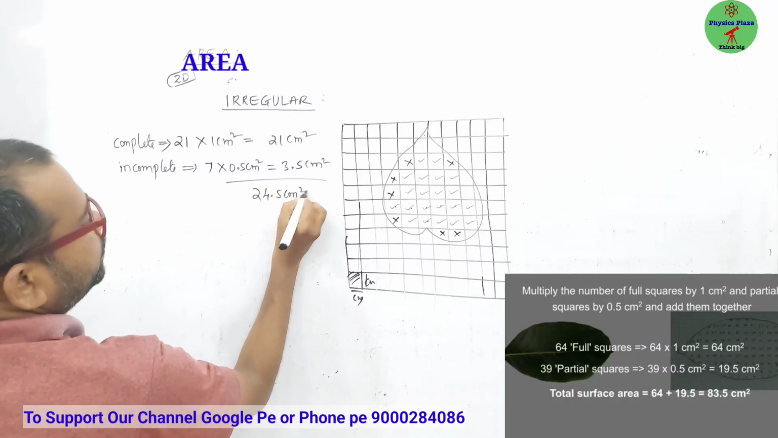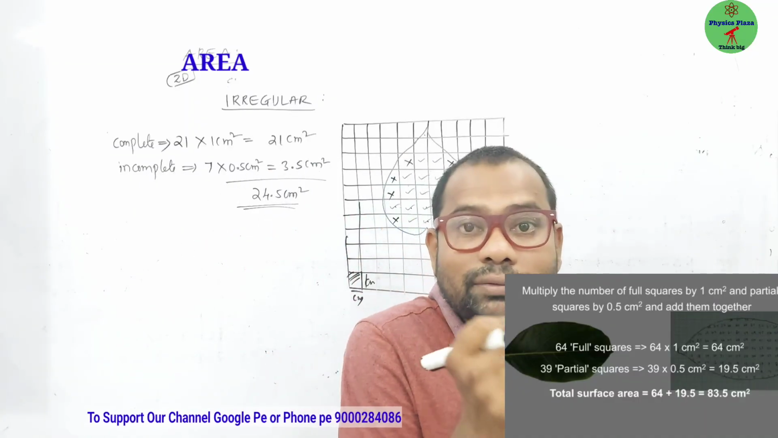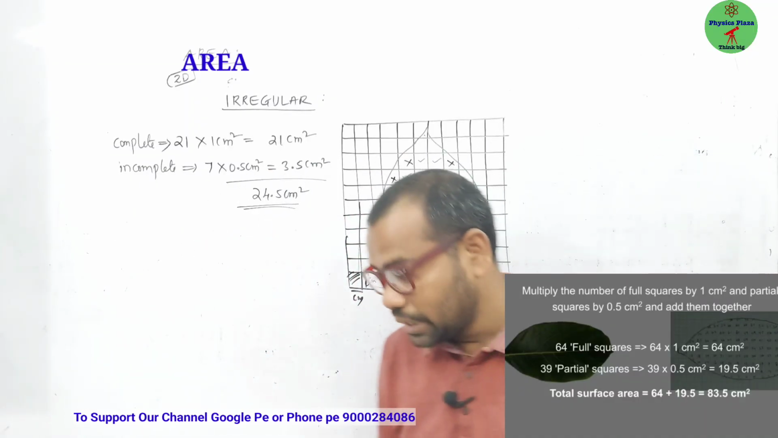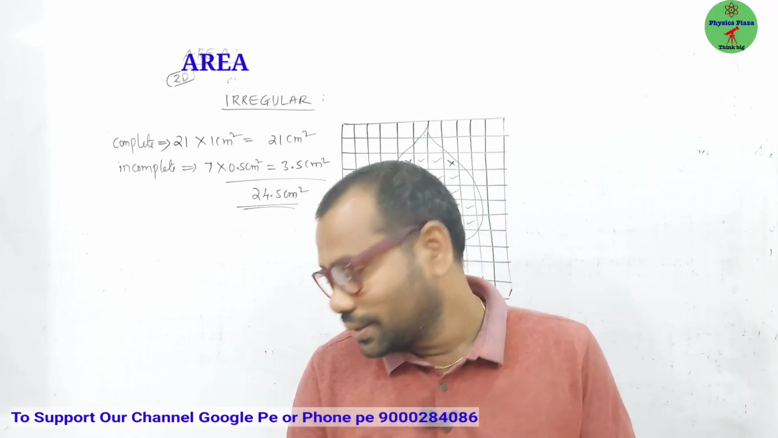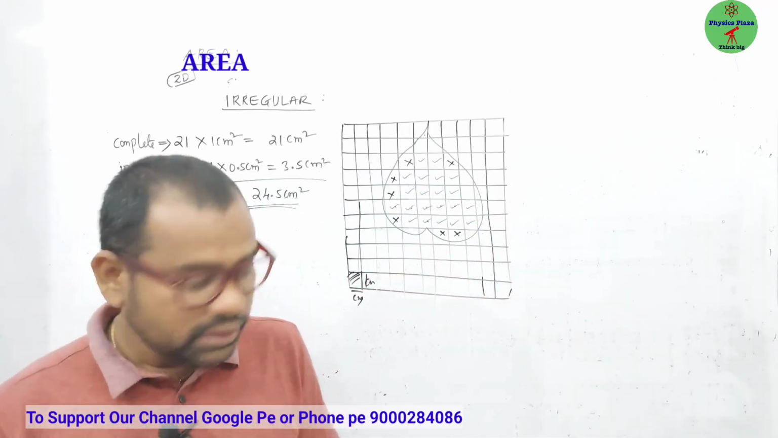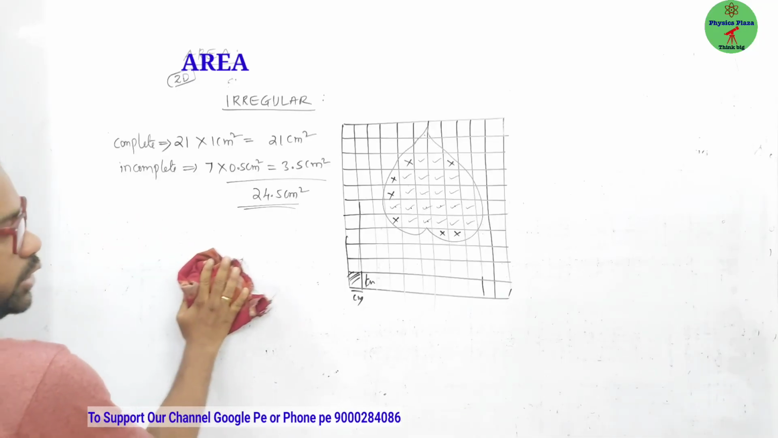24.5 centimeter square. That's it. This is how we can calculate the area of the irregular bodies. Is my point clear? Okay. Come on. Take this. Okay, done. So this is all about the area. Done, dear children? 3, 2, 1, go.